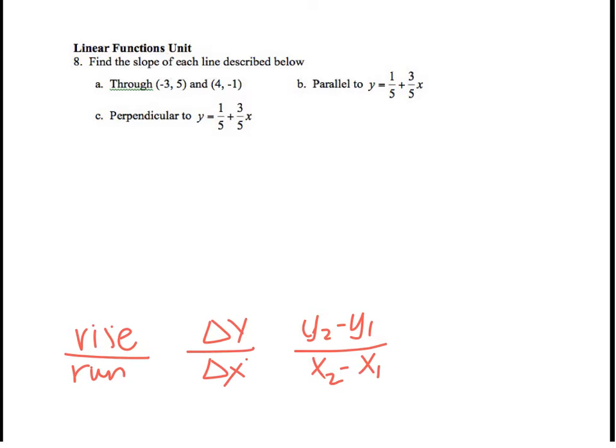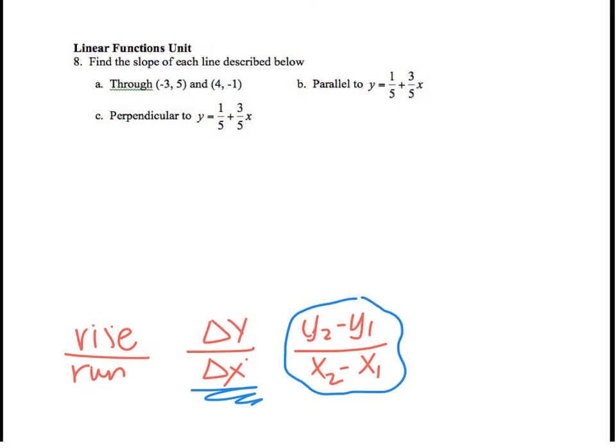So I wrote some key things on the bottom to remember about slope. Sometimes we think about it as rise over run. Sometimes we think about it as change in y over change in x. Sometimes we use this formula, y2 minus y1 over x2 minus x1. Those all can help us find slope.